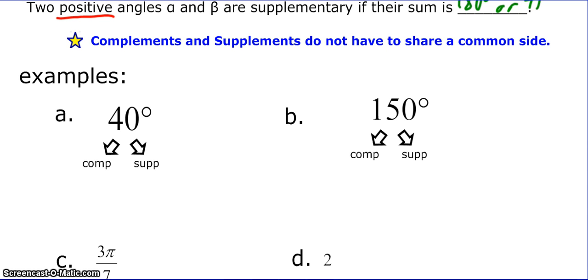We want to find the supplement and the complement of these four angles. Another real quick thing to point out that you see I have starred here. Remember, complements and supplements do not have to share a common side, so they don't have to be right next to each other. It can be two random angles in space, and they could still be complements or supplements as long as they meet our definitions of complementary and supplementary angles. Okay, so now back to the examples.